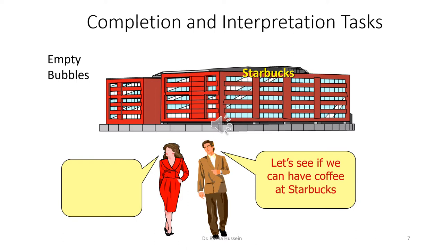Empty bubbles, as in cartoons, as highlighted in the slide in front of you. The man is asking the woman, or telling the woman, let's see if we can have coffee at Starbucks, and you can see Starbucks at the back, at the top of the building. Whatever the woman is going to answer is basically what marketeers are looking for. So marketeers ask consumers to fill in the bubble by indicating what they believe is happening or being said in the scene. The stories and conversations told this way can be especially useful for assessing user and usage imagery for a brand.